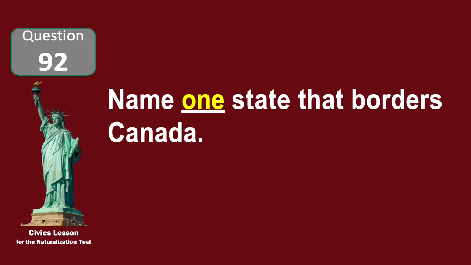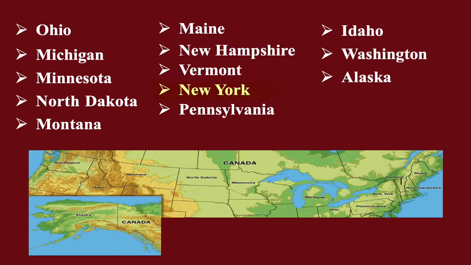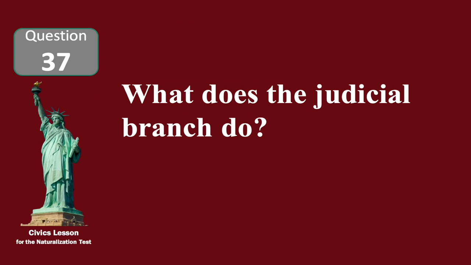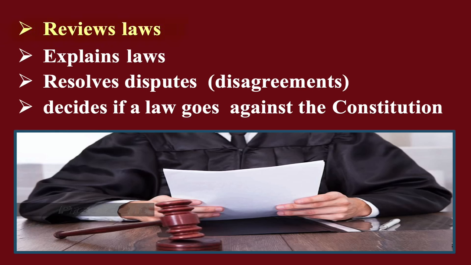Name one state that borders Canada. New York. What does the judicial branch do? It reviews laws.